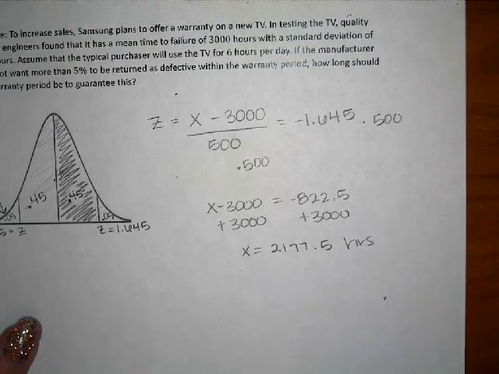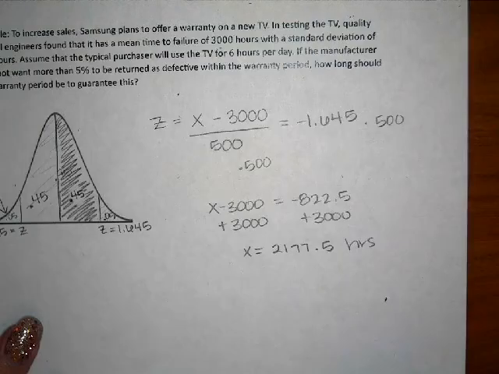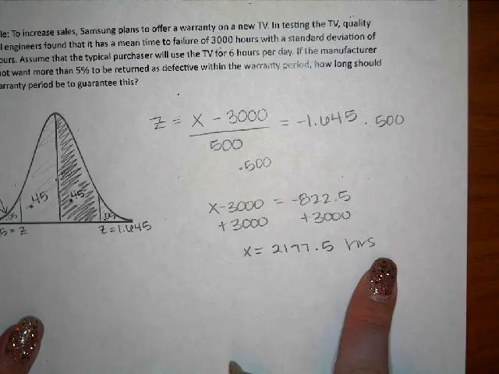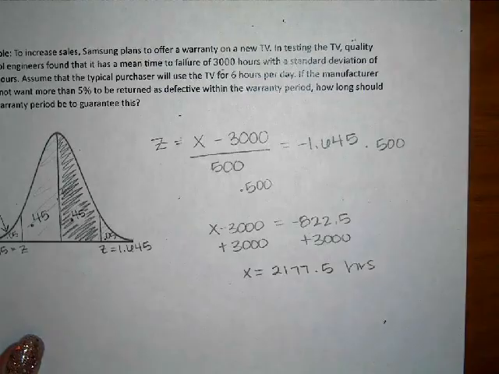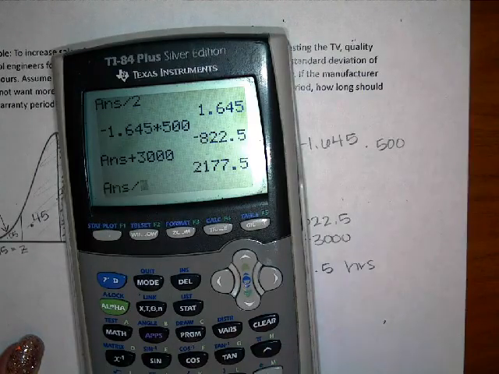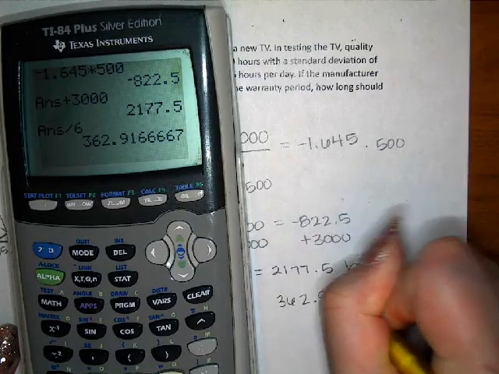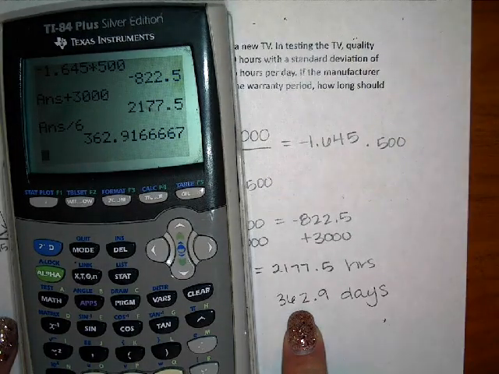So what we're going to do is take this total number of hours and divide it by 6 hours per day and just see how many days it is, and see if it's close to 1 year or close to 2 years or close to 6 months. We're just going to see what we get. So this many hours divided by 6 hours per day gives us 362.9 days. And 362.9 days is very close to 365 days. So for this, a 1-year warranty is going to make a lot of sense.